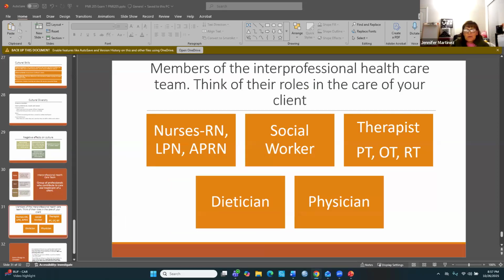All right. So members of the IDT would be your RNs, your LPNs, your nurse practitioners, your advanced practice nurses, your social workers, your PTs, your OTs, your respiratory therapy, your speech therapists, your dietitians, your physicians, your care managers, right? It can be anybody that is taking care of that patient. It does not have to be just a doctor and a nurse, right? Everybody in that hospital who helps take care of that client is going to have a role as part of that care plan.